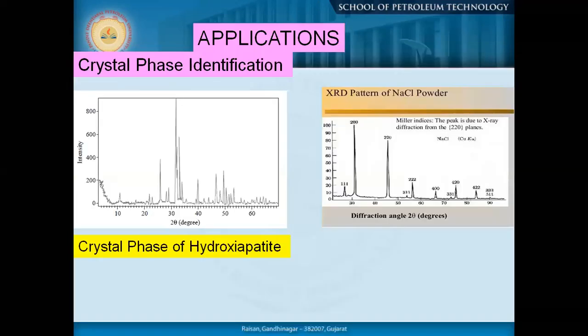So I'll just show you how. This is the crystal phase identification. Once you are doing your data, when you match with your standard value, at that time you can correlate and identify your crystals, whether it is the same crystal or not. This is the NaCl powder I just showed you earlier. So this will give you the proper 2 theta value. If it is coming, that means you can identify your specific crystals.